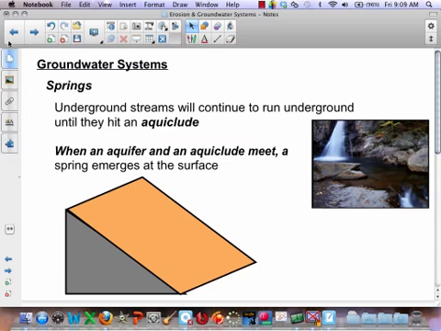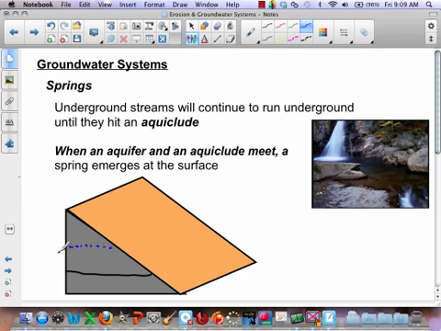Yesterday we talked about springs. I know we talked about this just a little bit. And anywhere where we have an aquiclude coming to the surface, we get springs, a natural spring. So I want you to think about this. Let's say that I've got a clay layer right here, and I've got my water table. So it gets my zone of saturation.